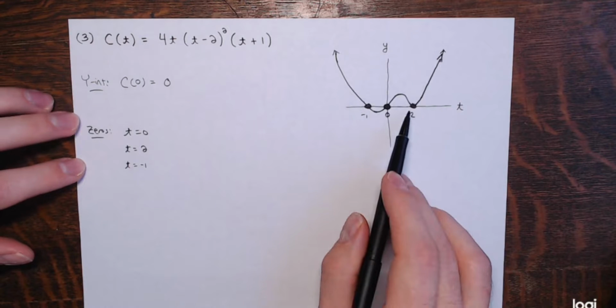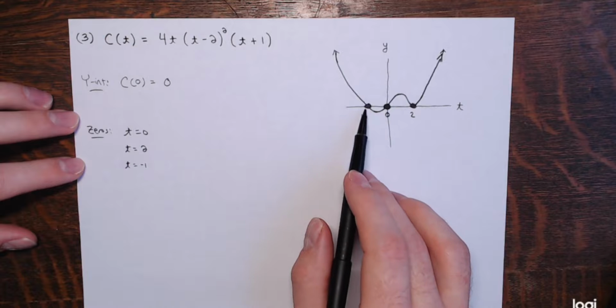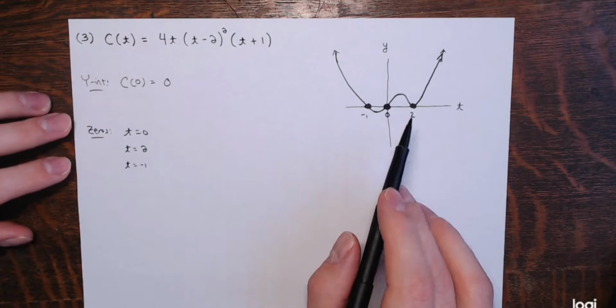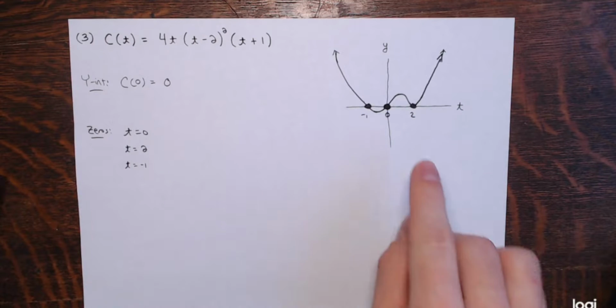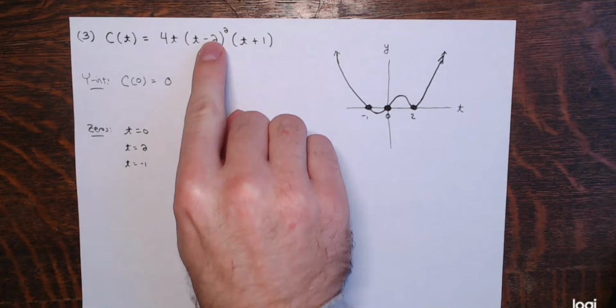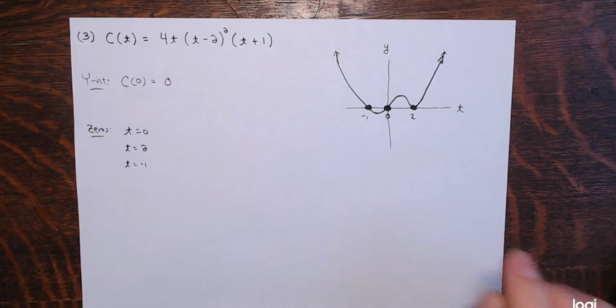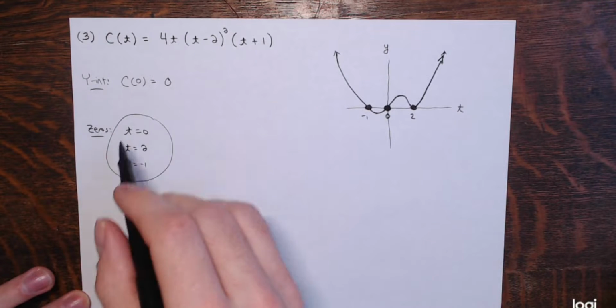And in the next video, we'll talk more about the behavior of a graph near these zeros. But for right now, just know that if you have an even power on your factor, the graph's going to touch the axis and then bounce back. And if you have an odd power, it's going to cross over. But again, that'll be talked about in more detail in the next video. All right, and so here we go. All right, there's the zeros.